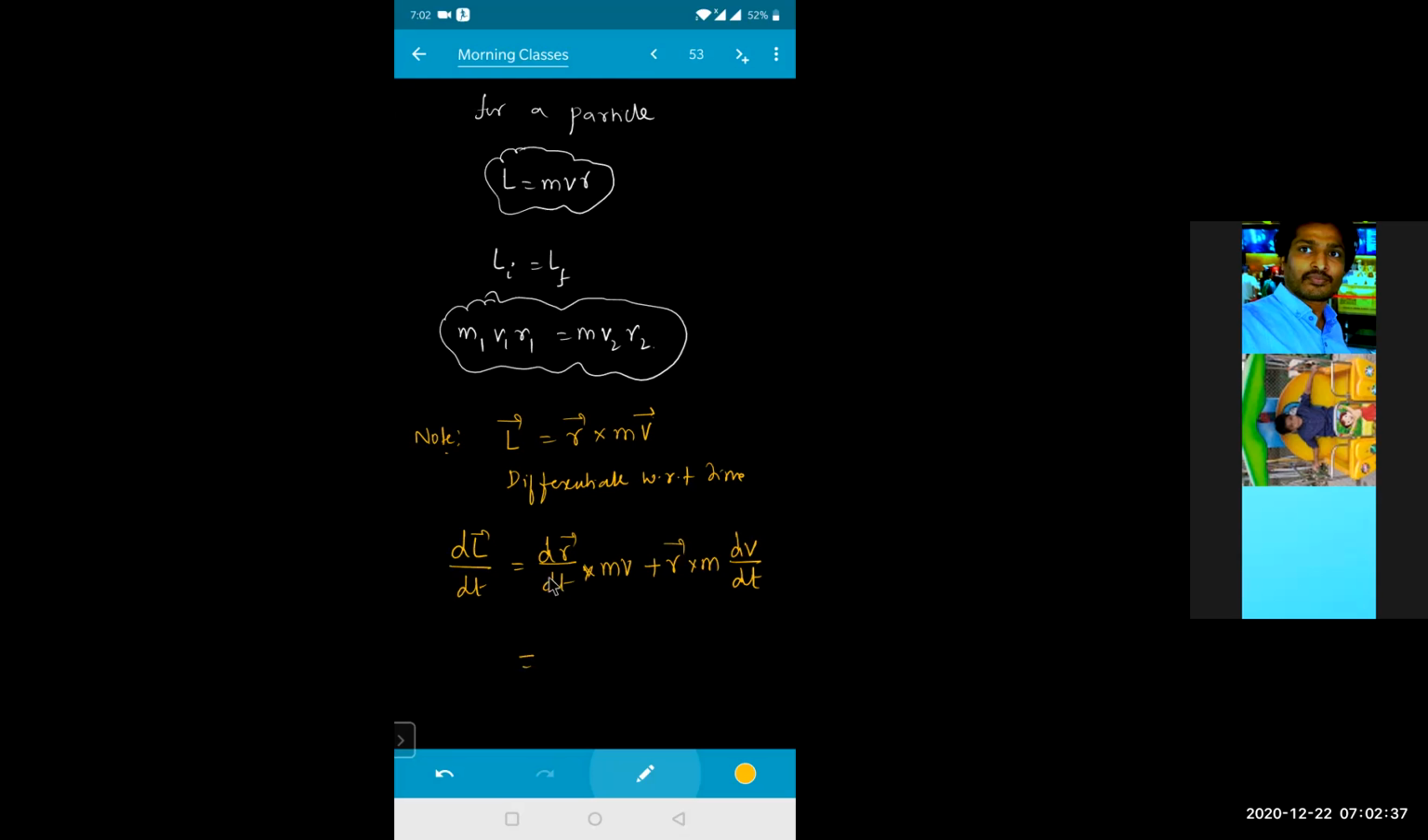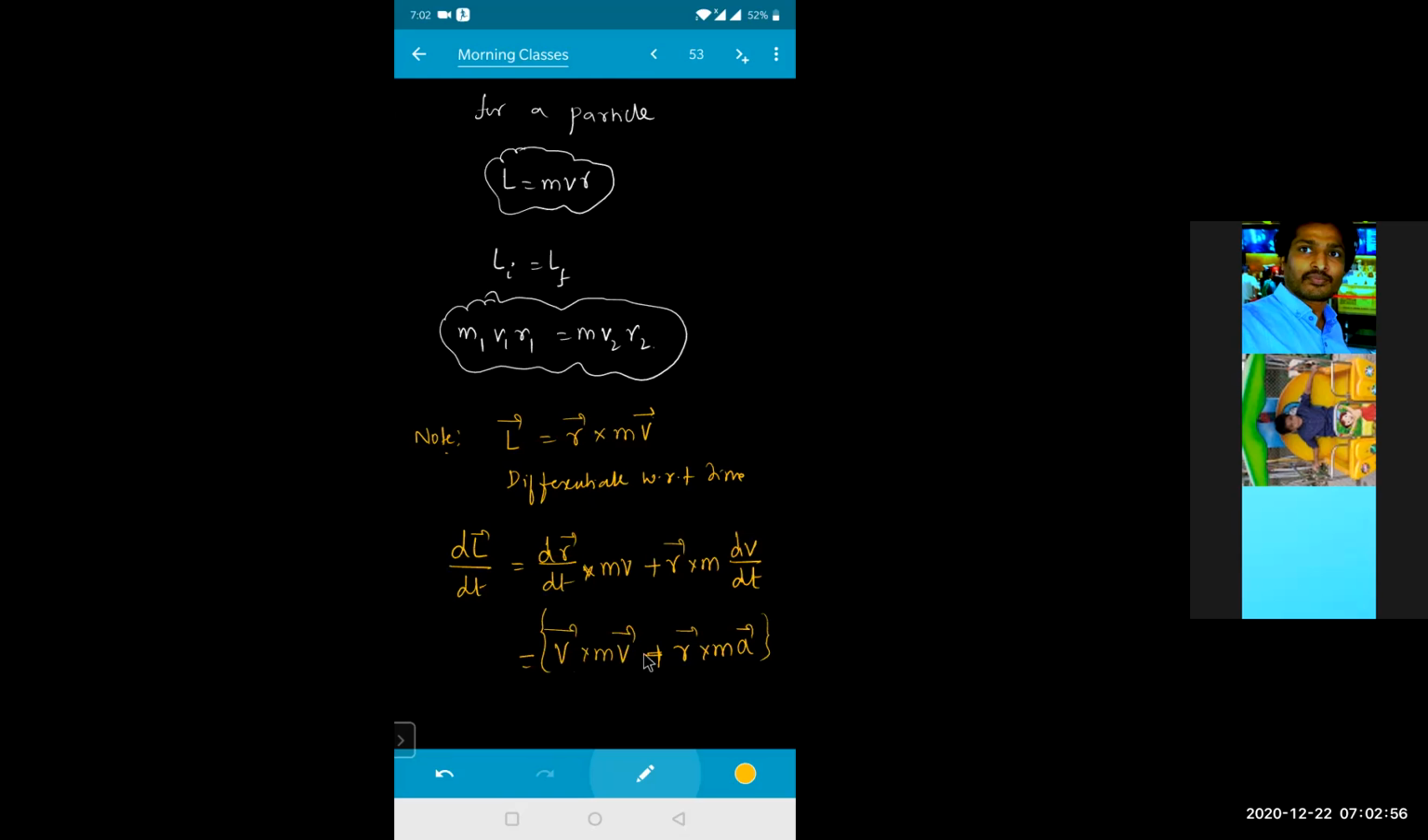Now tell me, dr by dt gives me what? Velocity. So this one is your velocity, m into v bar, plus r bar into m into dv by dt. dv by dt gives me what? Acceleration. So this is your acceleration.